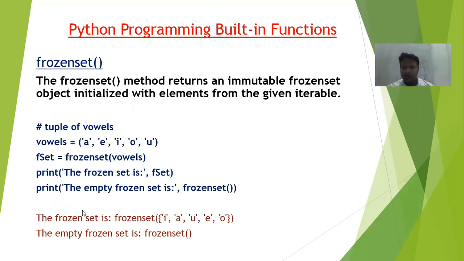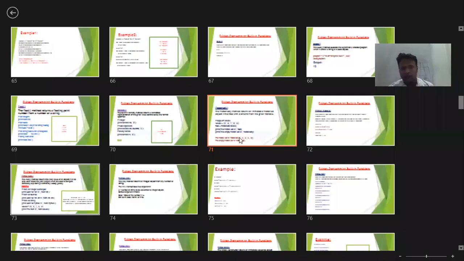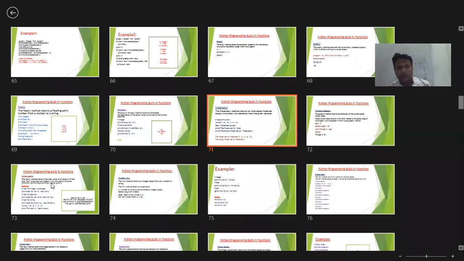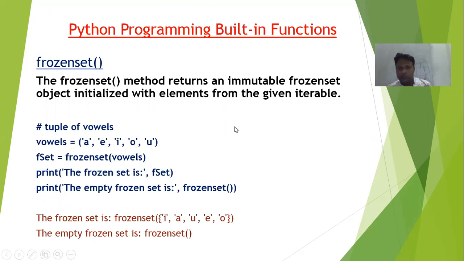Frozenset: it converts the value as an immutable set. Immutable means you cannot change the value, that is immutable.